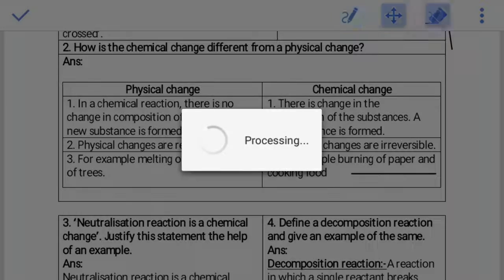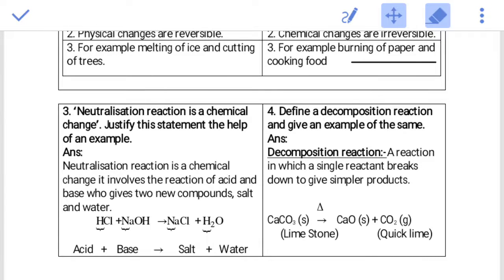Third question, neutralization reaction is a chemical change. Justify this statement with the help of an example. We know that a neutralization reaction is acid plus base. In the product form, we get salt and water. So in a neutralization reaction, a new substance is formed, because in a chemical change, a new substance is formed. Whenever acid and base react with each other, we get new substances, and the new substances here are salt and water. That's why we call it a chemical change.